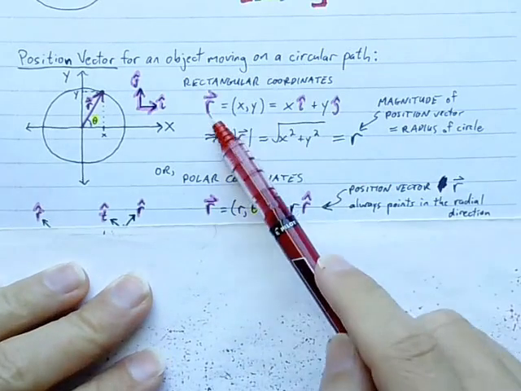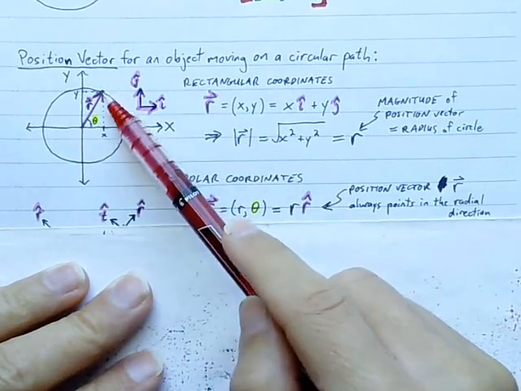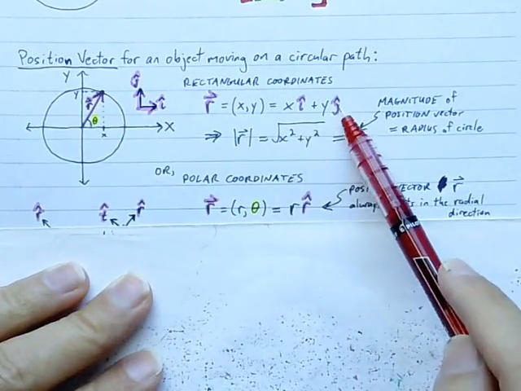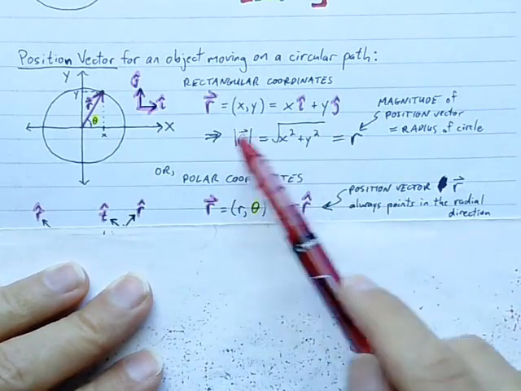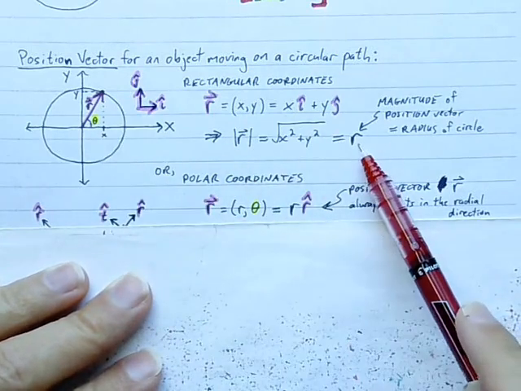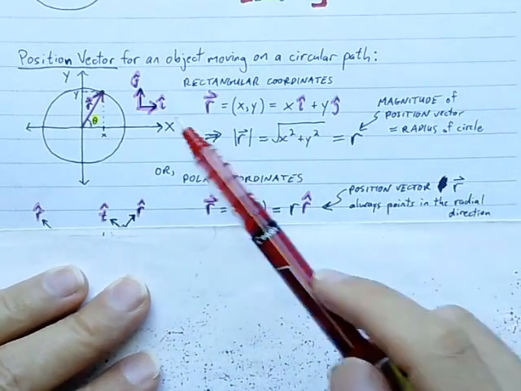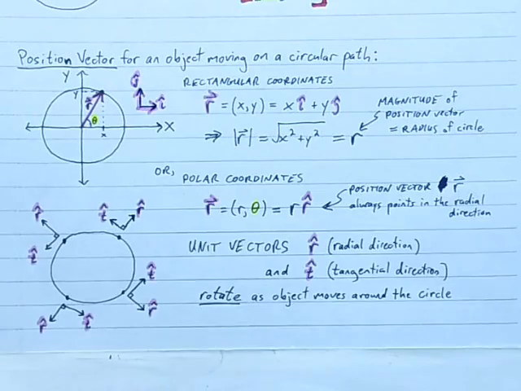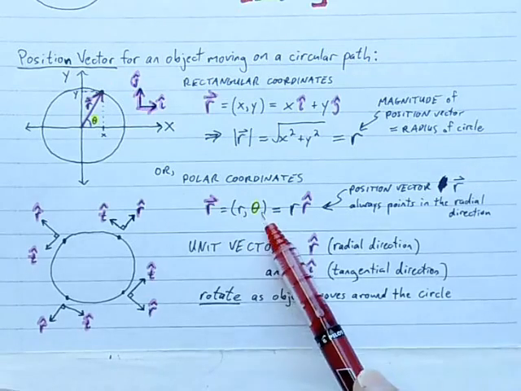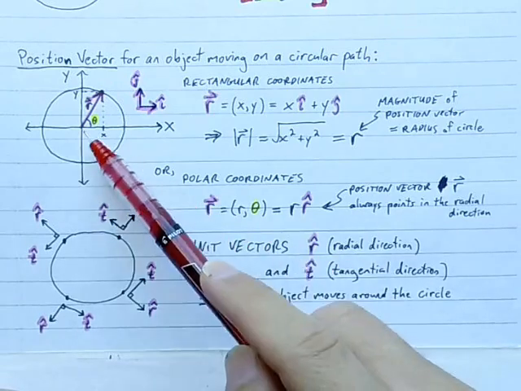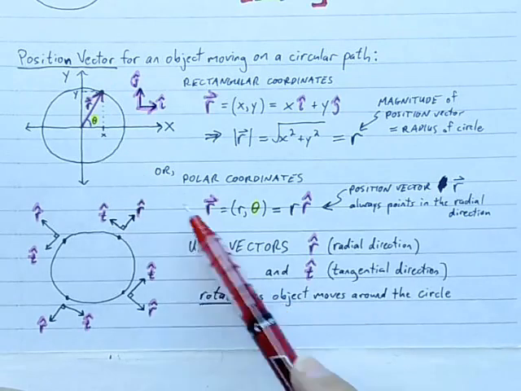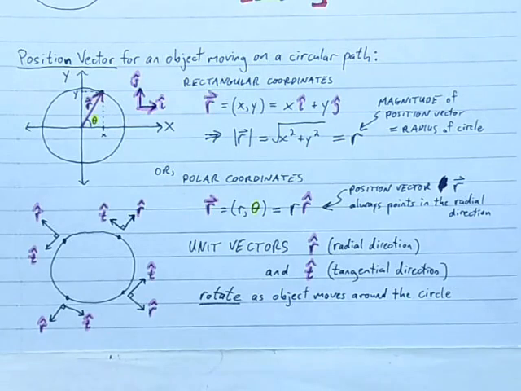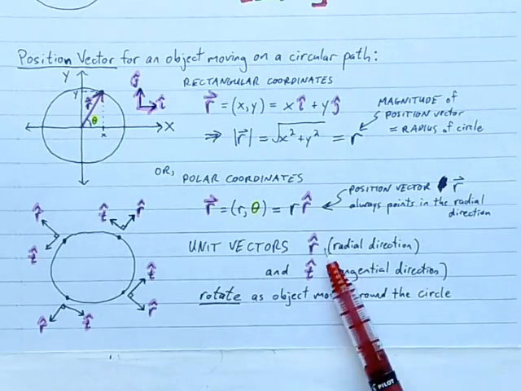Okay, so in rectangular coordinates, we can define this position by its x and y coordinates. So x i hat plus y j hat. The magnitude of that position vector would be the radius of our circle. Or alternatively, instead of these rectangular coordinates, x and y, we can define a position with polar coordinates. So r and theta are the radius of the circle and theta the angle right there. So instead of i hat and j hat unit vectors, we can use a different set of unit vectors that we call r hat and t hat.